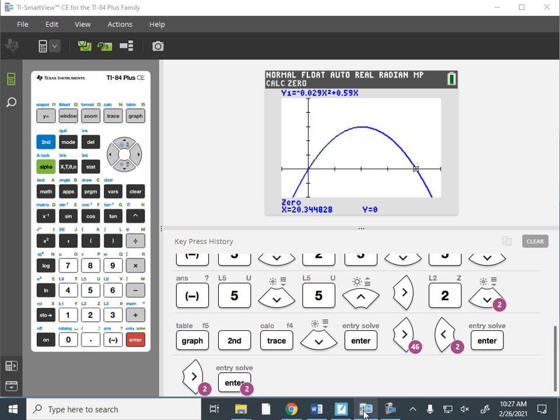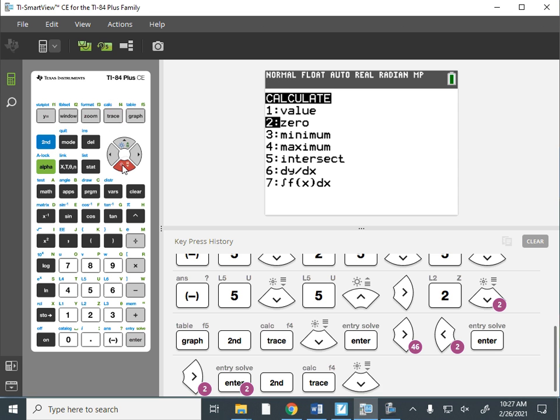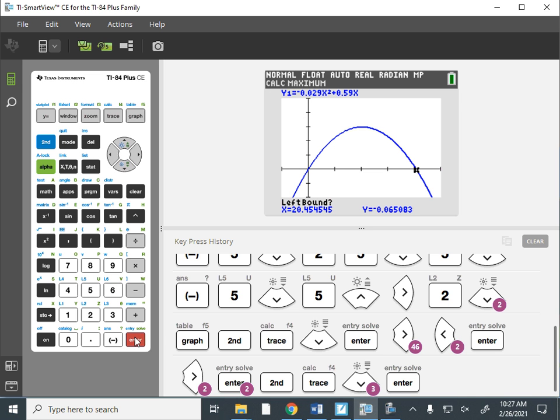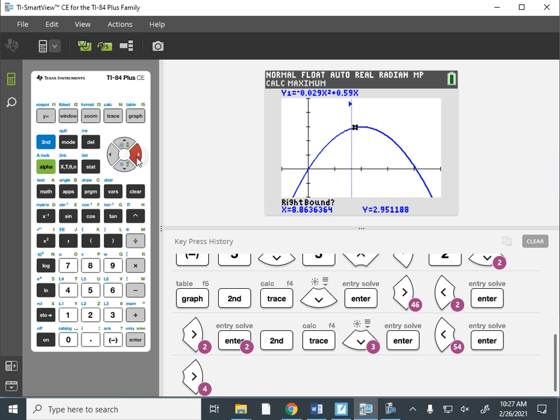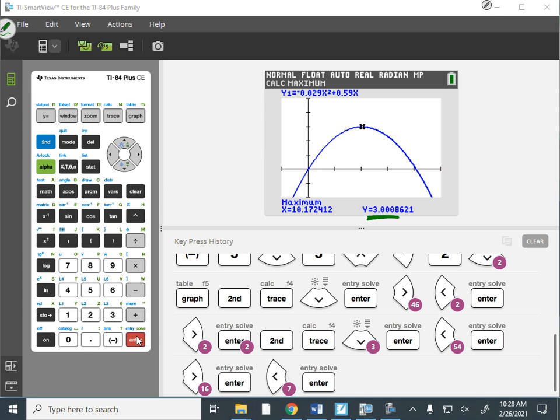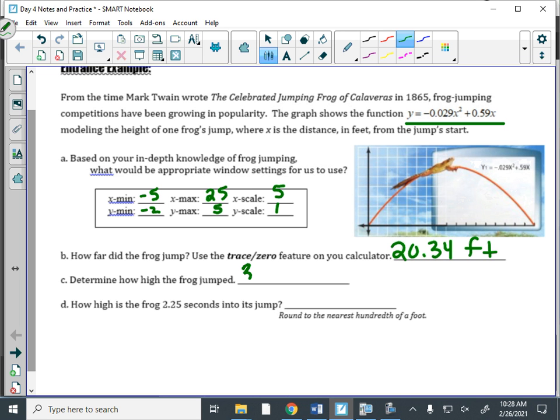So, again, we are going to use our calculator. We're going to hit second, trace, maximum. Go a little bit to the left of the maximum. Enter. Go a little bit to the right of the maximum. Hit enter. And then guess. So it roughly jumped about 3 feet. Whatever the y value of that turning point is your answer. So it jumped about 3 feet high.